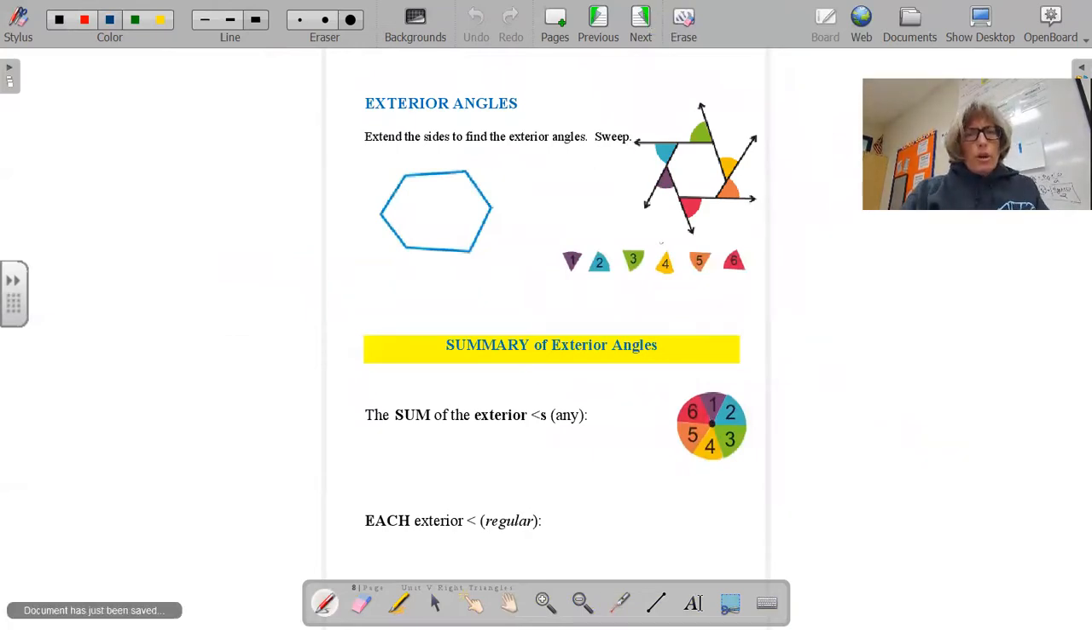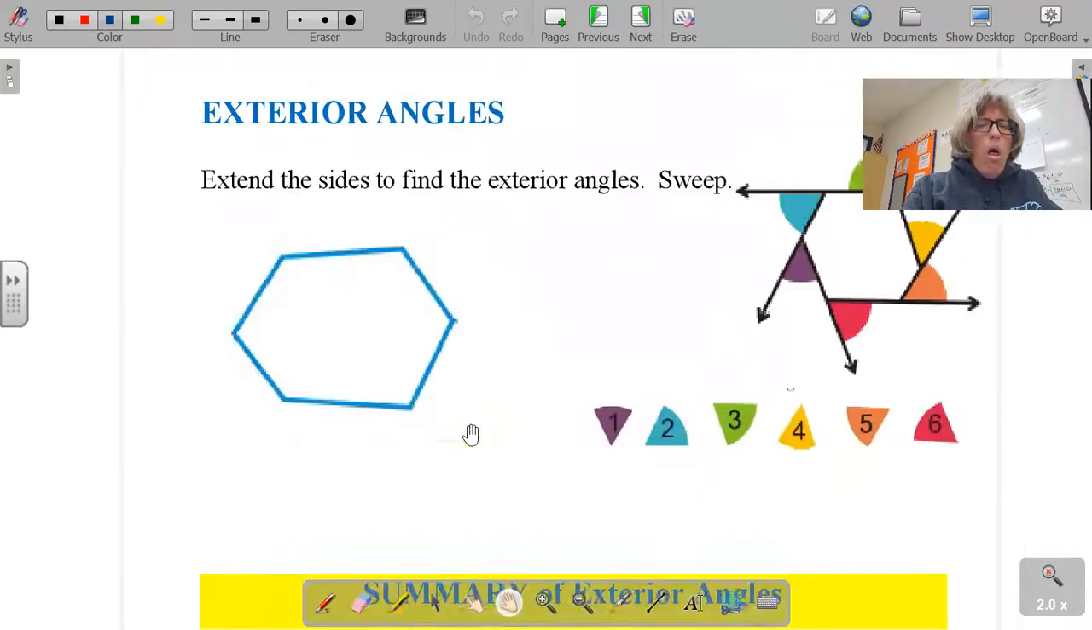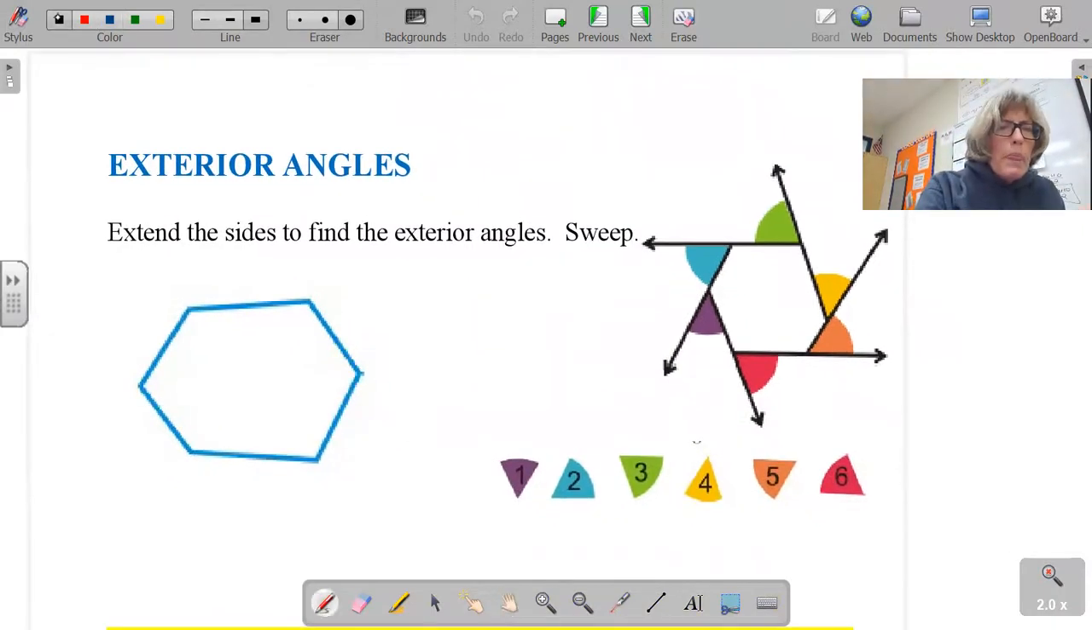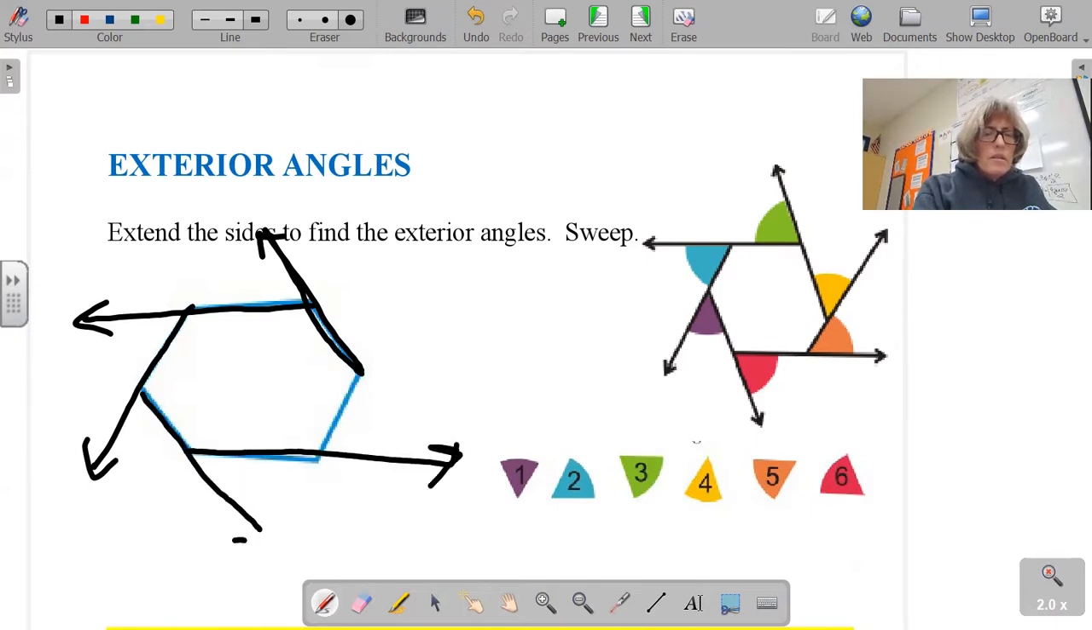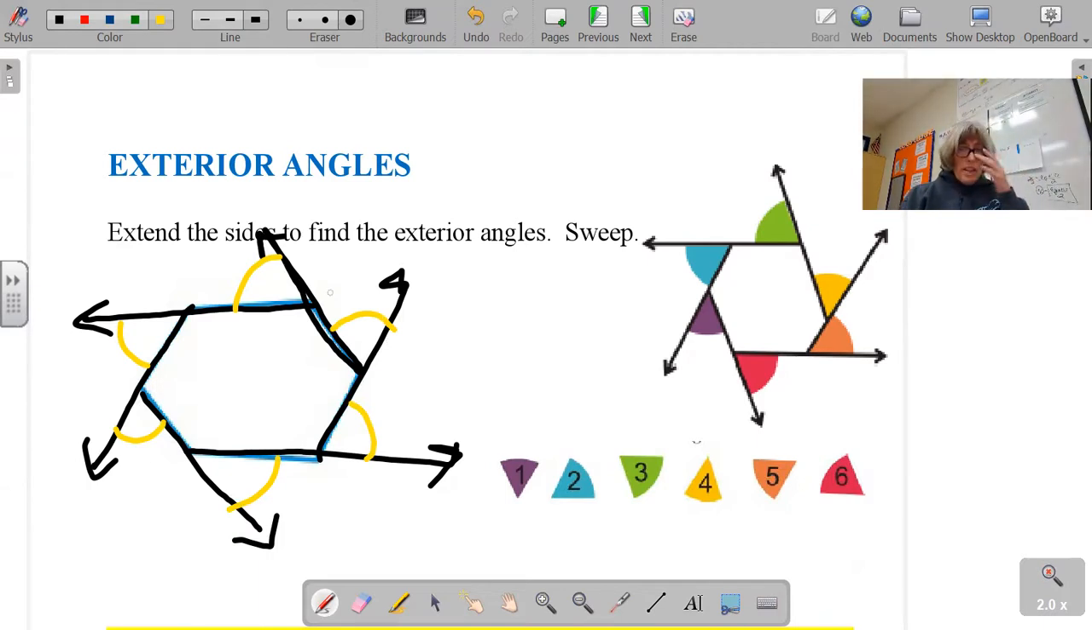Now I'm going to talk about what's exterior. What's an exterior angle? If I take this shape and I start extending the sides, I'm going to go counterclockwise, just extend the side. Keep going, counterclockwise, extend, extend, extend, extend, extend. These angles on the outside, those are called exterior angles when you extend the side. So now your image looks like the one to the right.